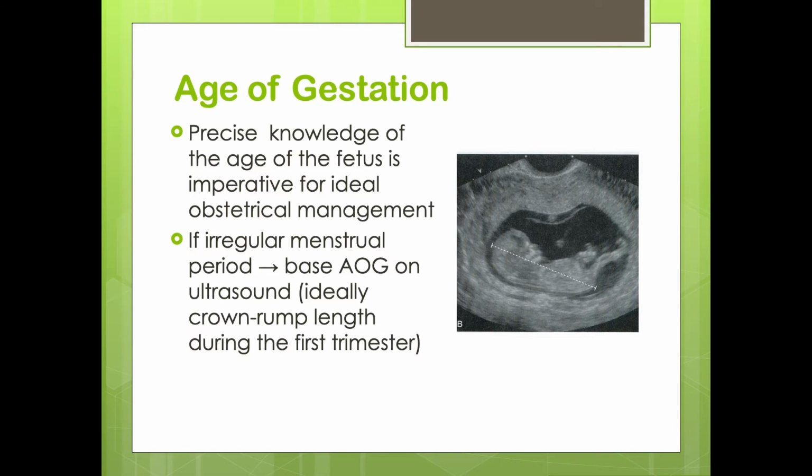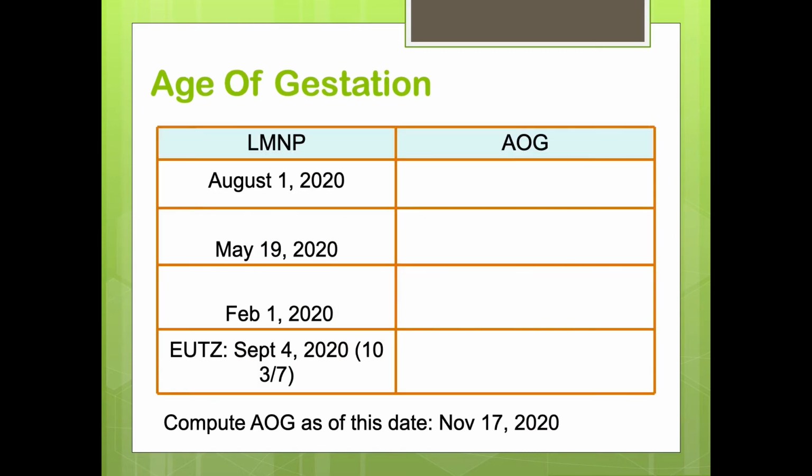Precise knowledge of the gestational age is one of the most important aspects of prenatal care because several pregnancy complications may develop and the optimal treatment will actually depend on the fetal age. Okay, so let's now go to the computation of the age of gestation.